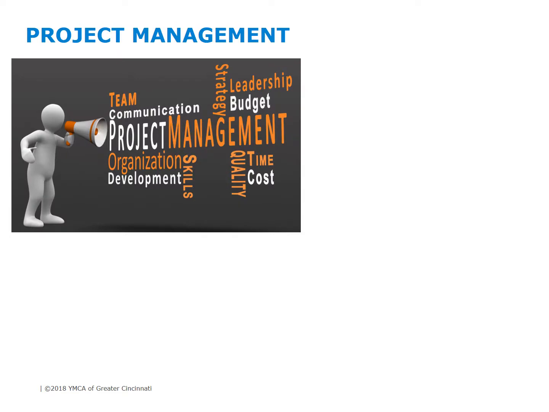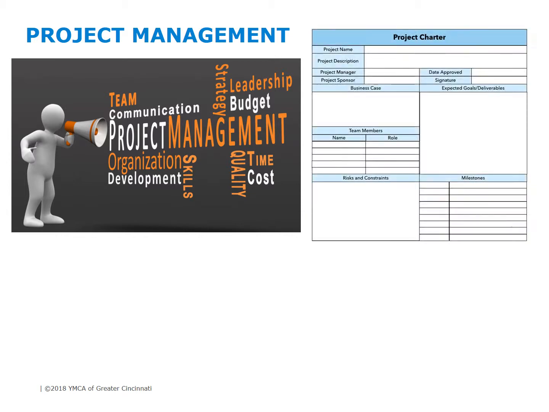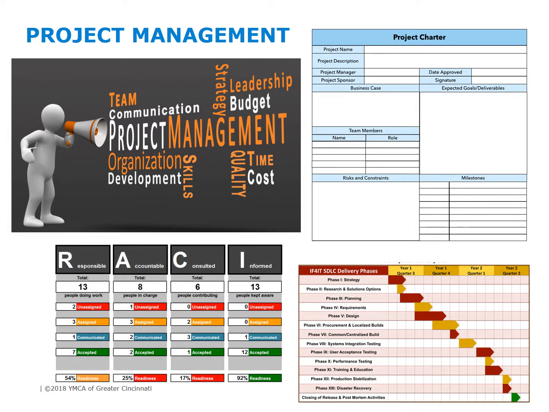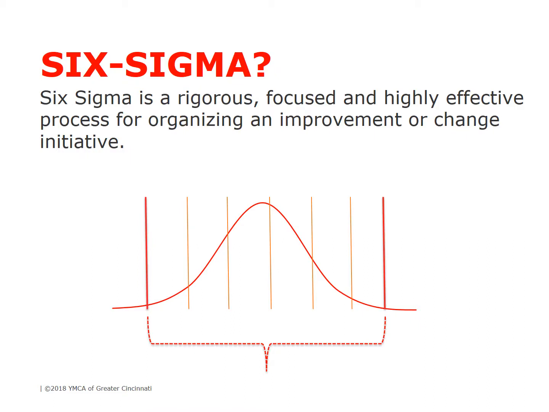Let's start by talking about project management. Learning some basic project management tools will help us plan, organize, and execute projects with greater confidence and clarity. We will learn how to build a team, plan, manage, and close out a project by using such tools as a project plan and a RACI. We are also going to learn about Six Sigma and how it is a rigorous, focused, and highly effective process for organizing an improvement or change initiative.